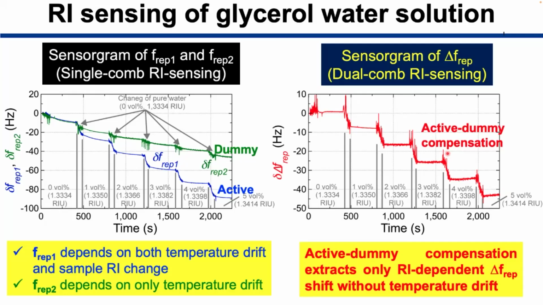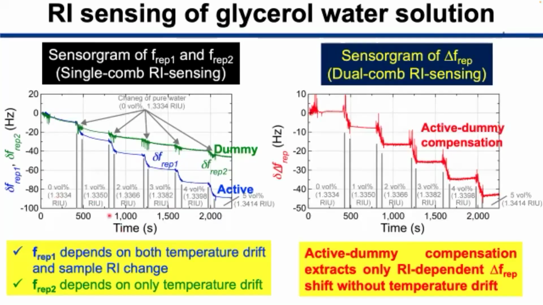We first perform the RI sensing of glycerol water solution. Left shows the sensorgram of FREP1 and FREP2. FREP2 of the dummy sensing OFC depends only on the temperature drift, whereas the FREP1 of the active sensing OFC depends on both the temperature drift and the sample RI change. Here the sample RI or concentration changes in a step-like behavior, like here. And then we calculate the frequency difference between them as a delta FREP. Right shows the sensorgram of delta FREP.